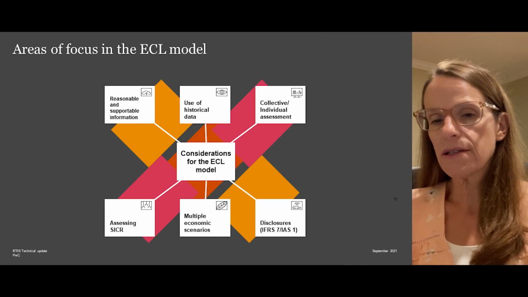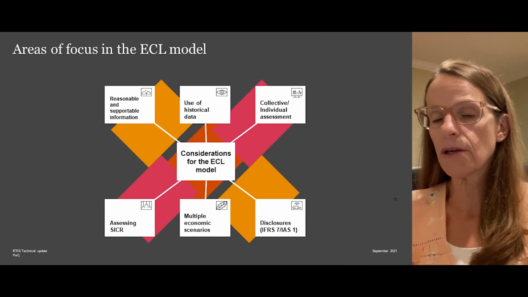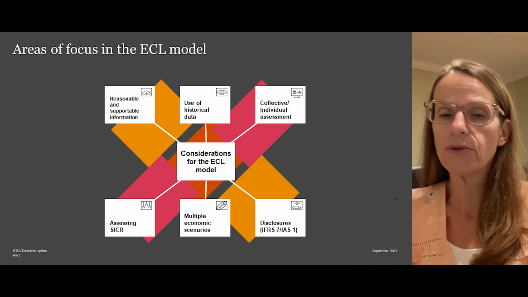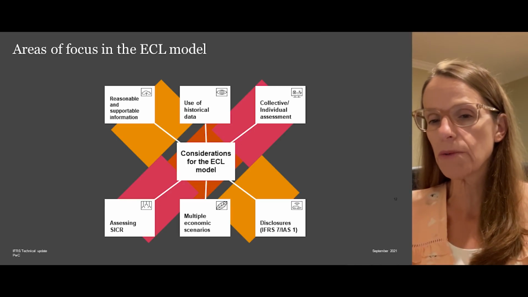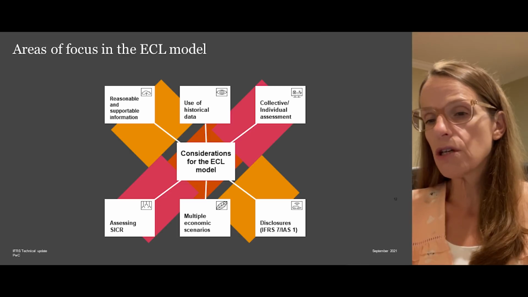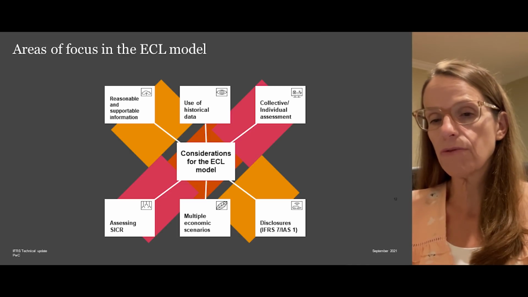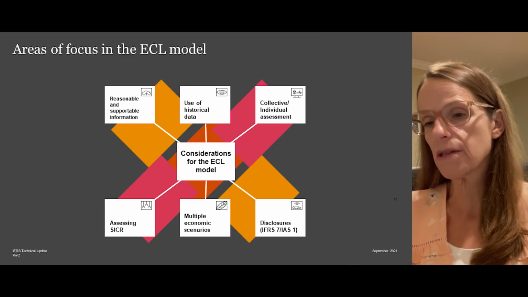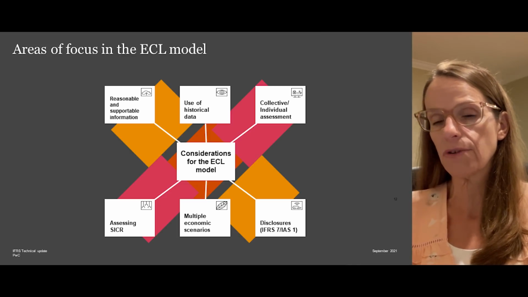Are there any existing or forecasted adverse changes in business and economic conditions? For example, new climate-related regulations, carbon taxes, or even changed customer behavior that may adversely impact the borrower's business model and could indicate a significant increase in credit risk.